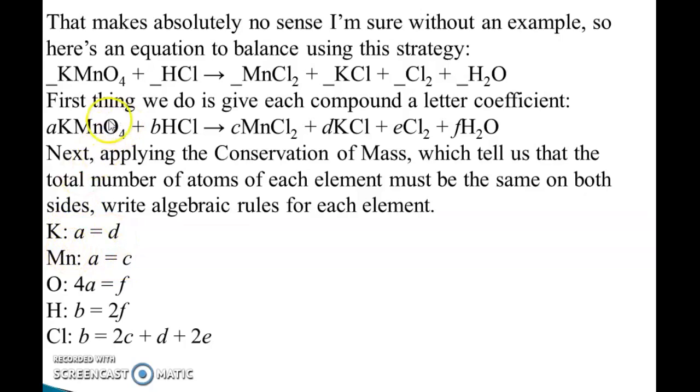Now let's see oxygen. Here the oxygen atom count is 4 because 4 is subscripted. So this 4 gets multiplied by a. So the total number of oxygen atoms on the reactant side is 4a, which is equal to the total number of oxygen atoms on the product side, which is 1. So 1 gets multiplied by f, so it becomes f. So 4a = f.